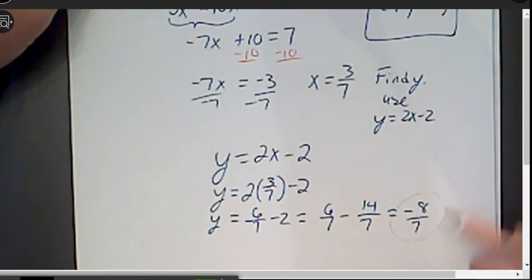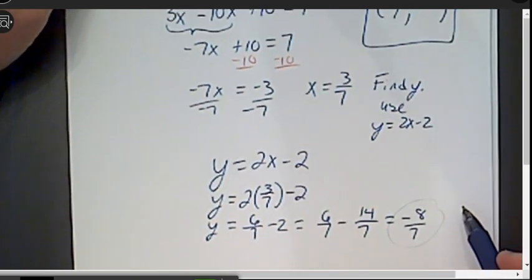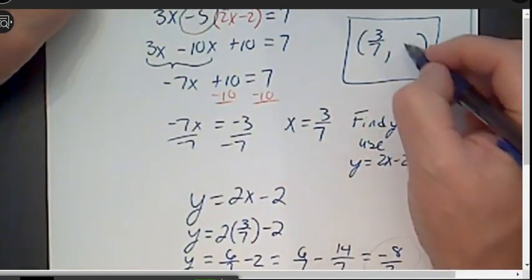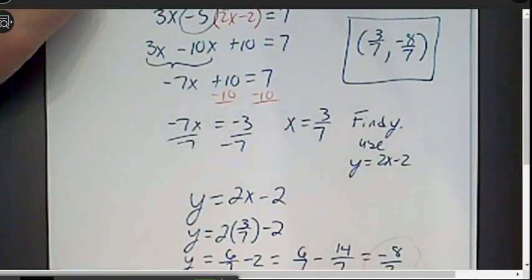And you can leave it like this. You don't have to make it improper. If you want to change it to negative 1 and 1/7, you can, but if you just want to leave it as a fraction, as long as it's in simplified form, that will be okay. So we'll take this answer, the negative 8/7, and that would go in for the second part of it there.